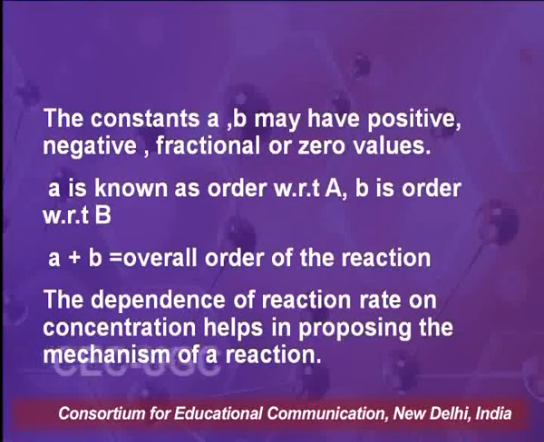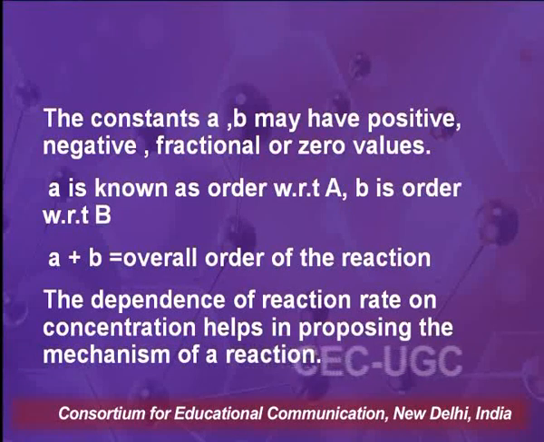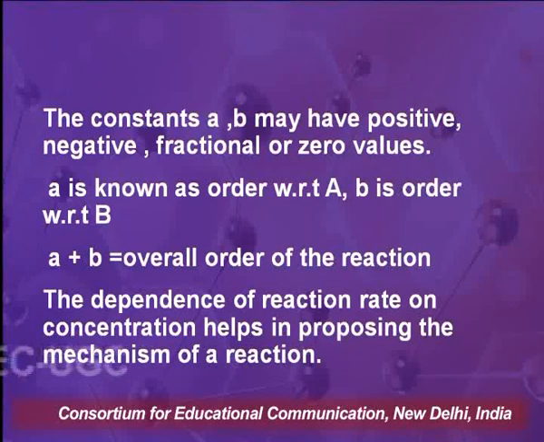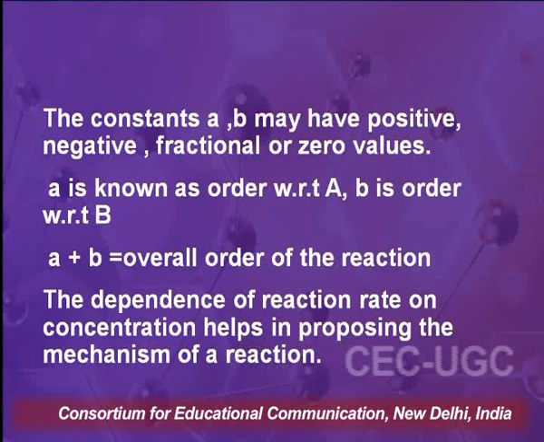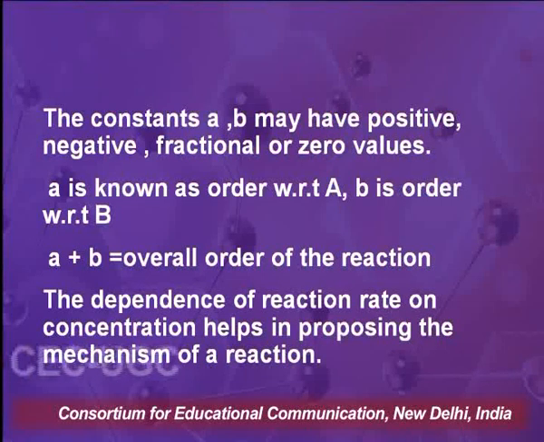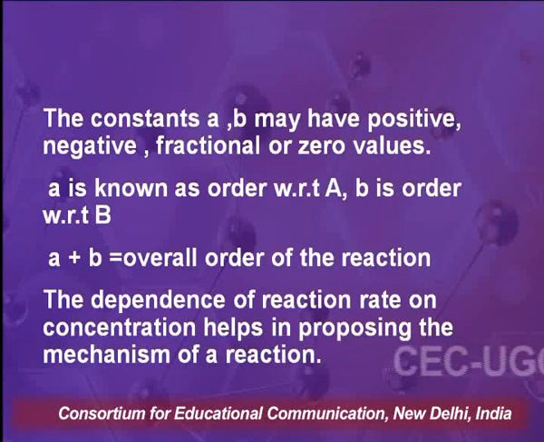The constants a and b may have positive, negative, fractional or zero values. a is known as the order with respect to the reactant A. b is the order with respect to the reactant B. a + b is the overall order of the reaction. The dependence of the reaction rate on concentration helps in proposing the mechanism of a reaction.